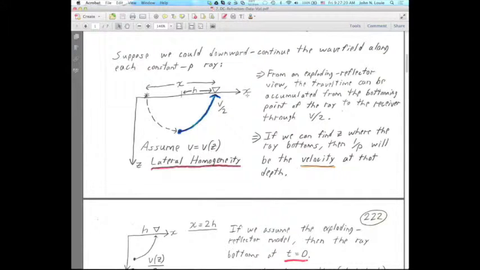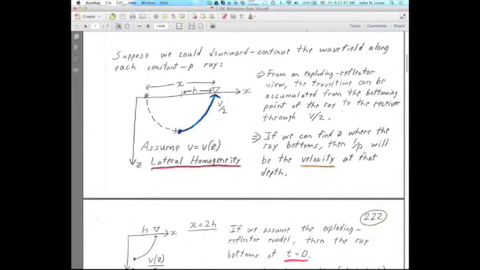So you accumulate the travel time from the bottoming point of the ray, where it's horizontal. It's horizontal at the bottoming point by definition, and there can only be one bottoming point. If we can find the depth where the ray bottoms, then the inverse of p there will be the true velocity at that depth.